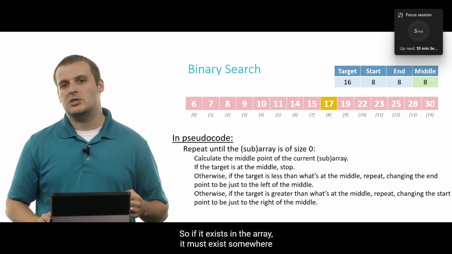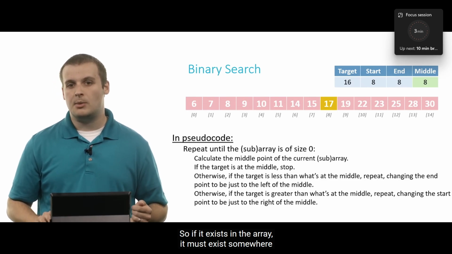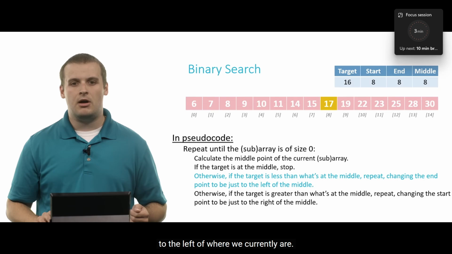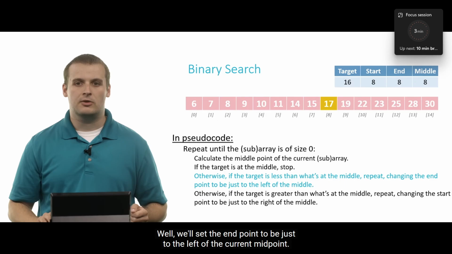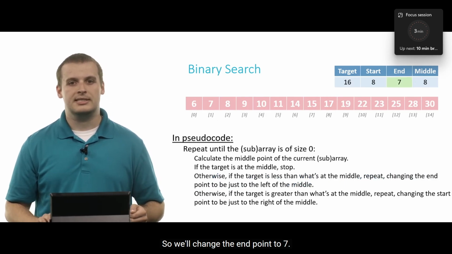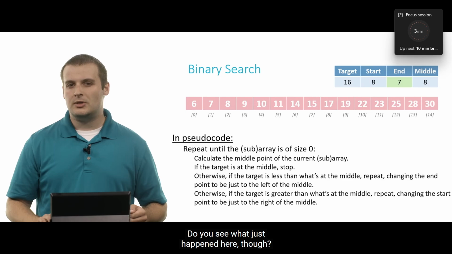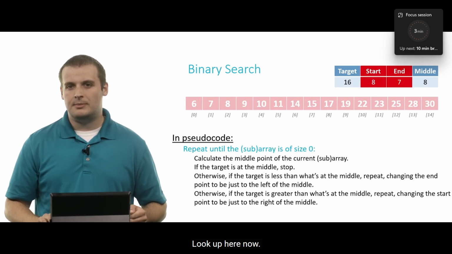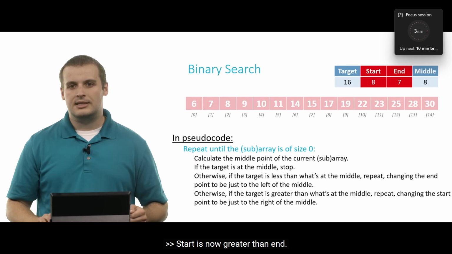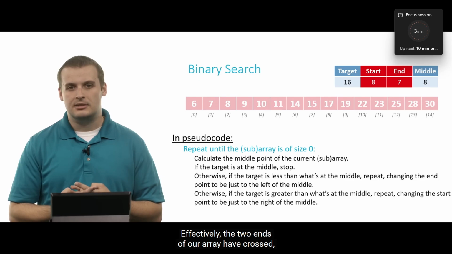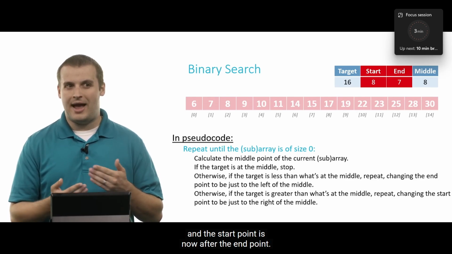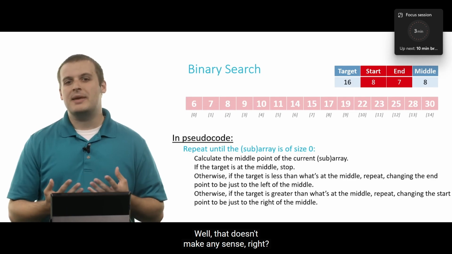No, we're looking for 16, so if it exists in the array, it must exist somewhere to the left of where we currently are. So what are we going to do? Well, we'll set the end point to be just to the left of the current midpoint. So we'll change the end point to 7. Do you see what just happened here, though? Look up here now. Start is now greater than end. Effectively, the two ends of our array have crossed. And the start point is now after the end point. Well, that doesn't make any sense, right?